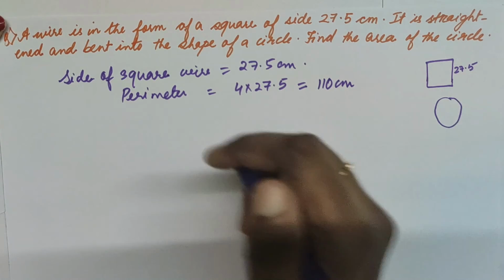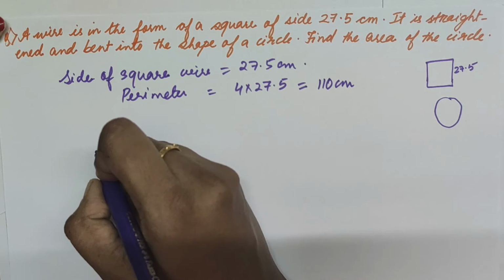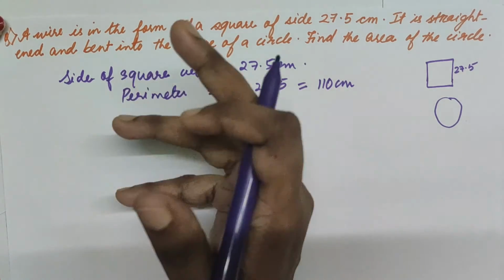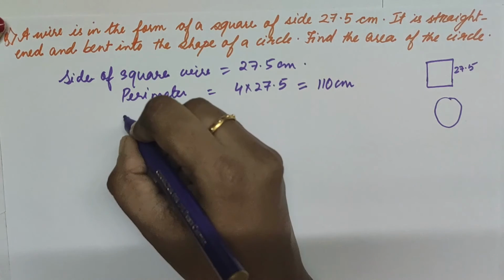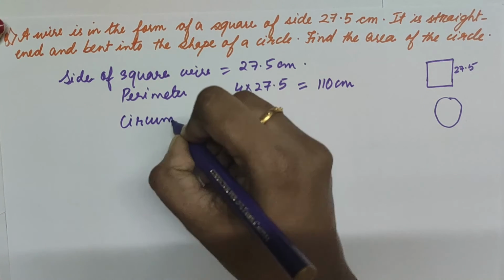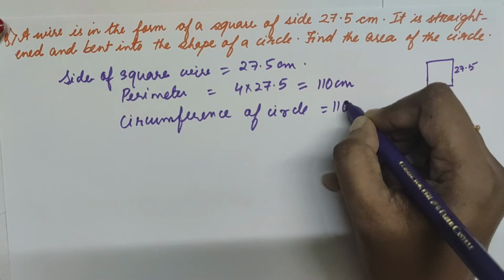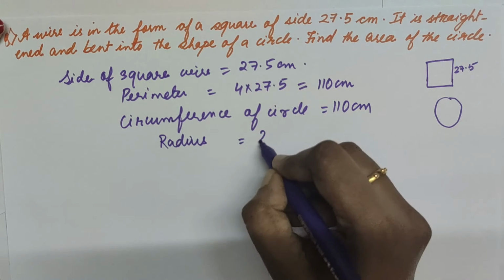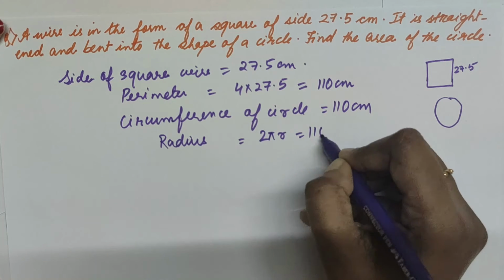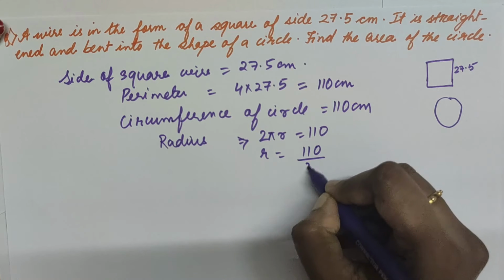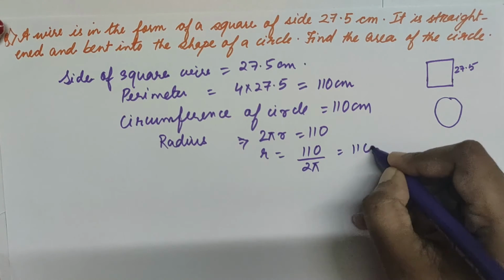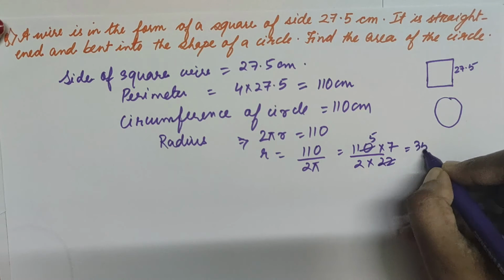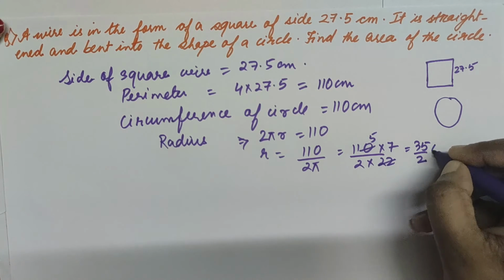Now when we have bent this same wire into a circle, obviously we are talking about the circumference of the circle. So obviously the length will not be increasing. If we change the same wire to form a circle, the length is not going to add up. So circumference of the circle will remain the same. It will be 110. Let us calculate the radius from this formula of 2 pi r equal to 110. So r will be 110 by 2 pi, which is 110 by 2 into 22 by 7. So that's around 17.5 centimeter.